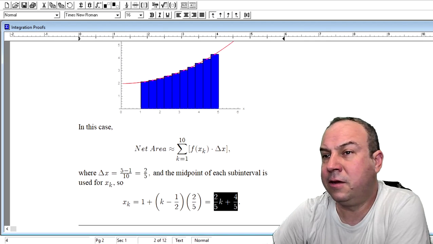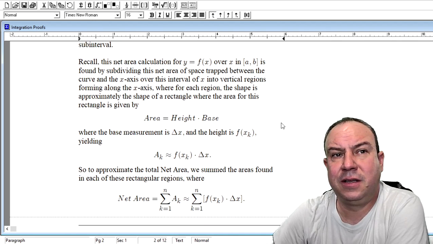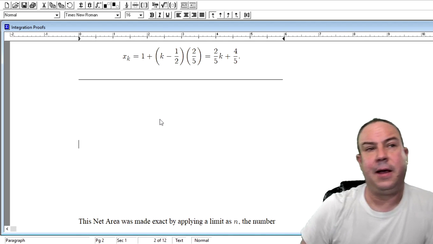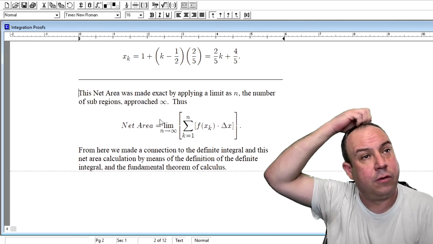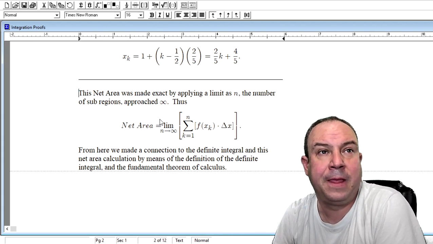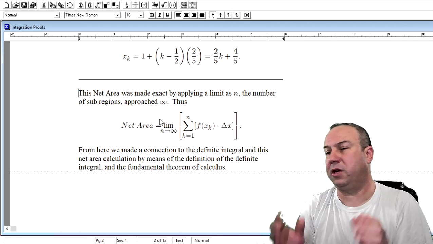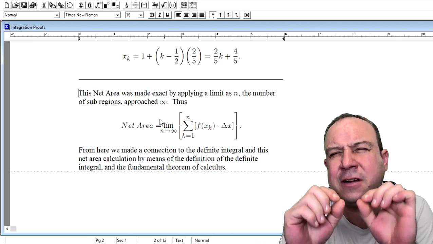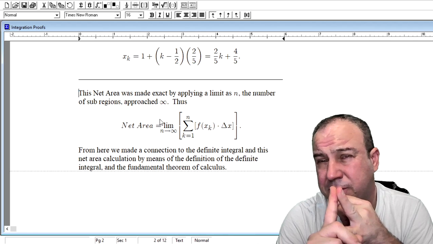All right? Take note. Remember, this is all recall. This is, again, setting up how we go about this calculation for net area. And we're going to rely on all of these ideas in our proofs, folks. Remember, this net area was then made exact by applying a limit, right, as n, the number of subregions, approached infinity. Add more and more subregions, divide up that x-axis from a to b into more and more subintervals. You're going to get a finer approximation, an approximation that has greater precision.